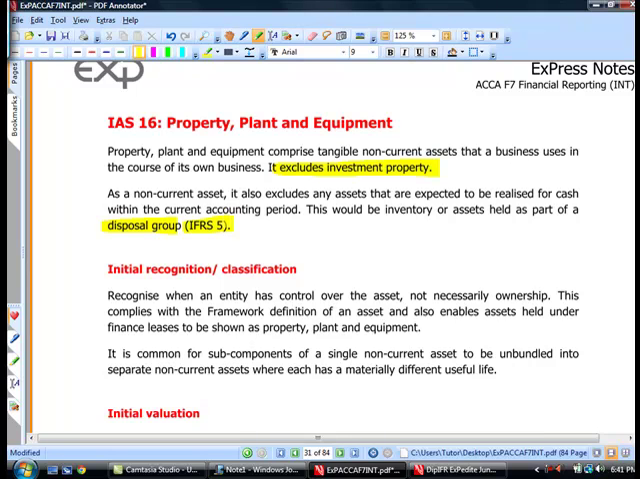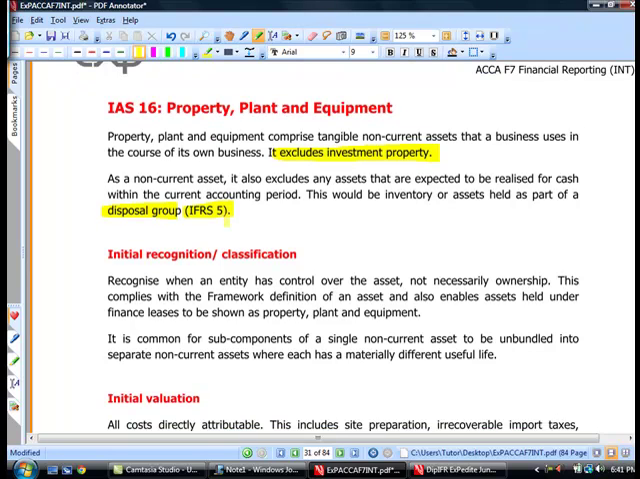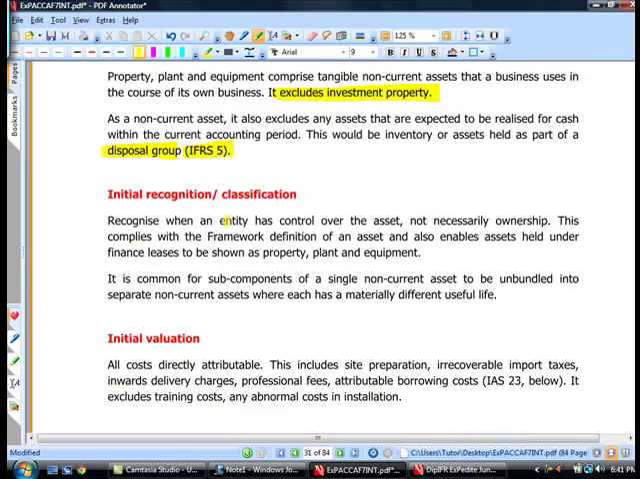So coming back to IAS 16, property, plant and equipment, the initial recognition, basically when should we actually recognize an asset in our statement of financial position? The immediate answer that should come into your mind is as soon as the company has control over the asset, not ownership. And this complies basically with the framework definition of an asset.